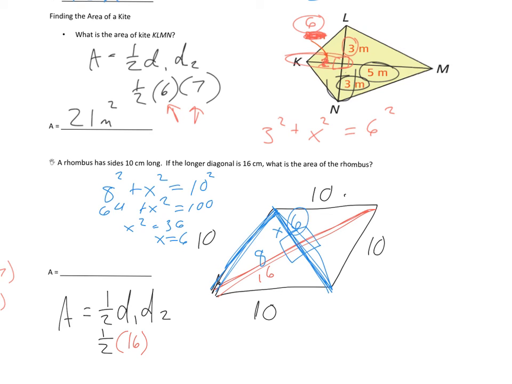x equals 6. Don't put 6 in for D2, because think about this. D2 is that entire length, so D2 is actually 12. So what I have to do is put this 12 in as D2, and when I work all that out, I end up getting 96 centimeters squared.